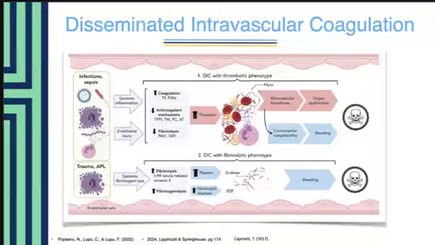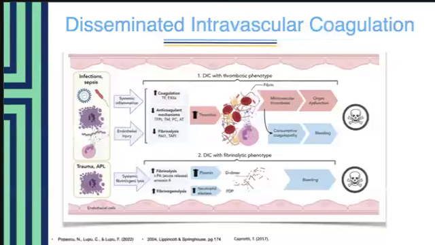And then the second, DIC with fibrinolytic phenotype, is characterized by increased fibrinolysis, or that breakdown of clots, and bleeding. In this form, there's excessive activation of the fibrinolytic system, and that leads to the breakdown of those clots as they form. And the predominant clinical features are that bleeding complications like the mucosal bleeding, hematomas, and hemorrhage.